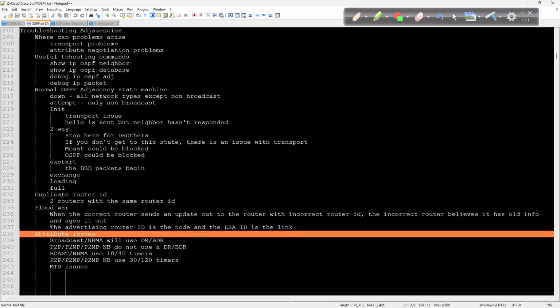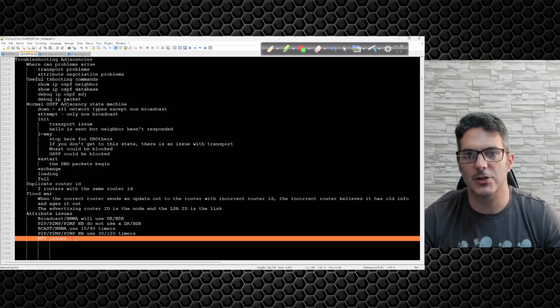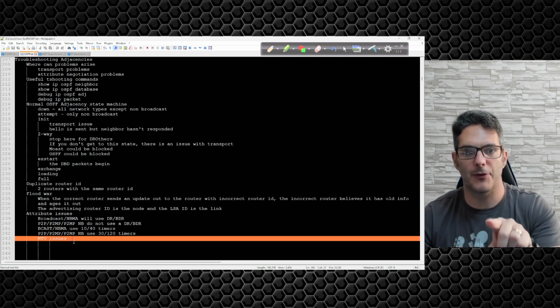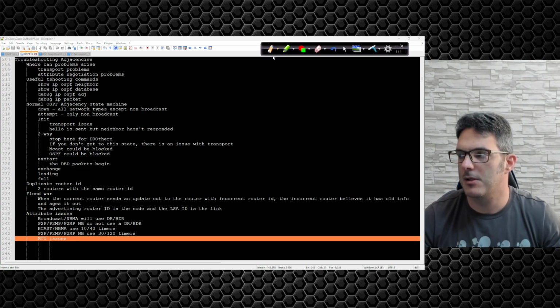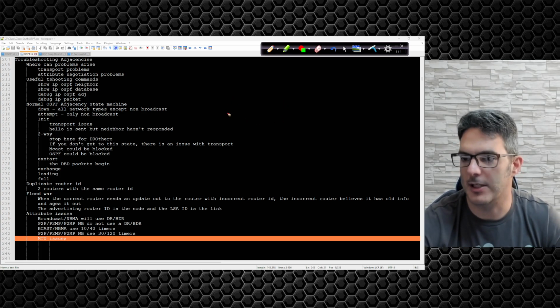So some of the different attribute issues that you might run into. Broadcast and NBMA, non-broadcast multi-access, will use DR-BDR. So non-broadcast multi-access and broadcast. So when you see this term, broadcast and NBMA, non-broadcast multi-access, this is going to be frame relay. So multi-access means two or more connections available out this interface. So let me give you a really quick drawing of what that means. So broadcast and non-broadcast multi-access.